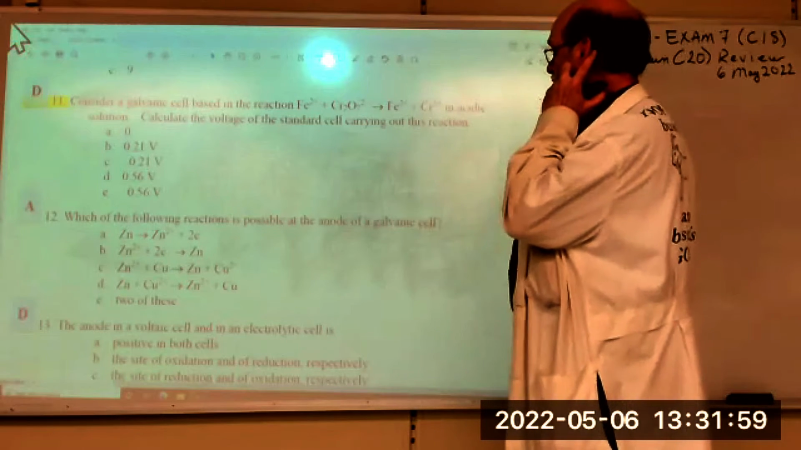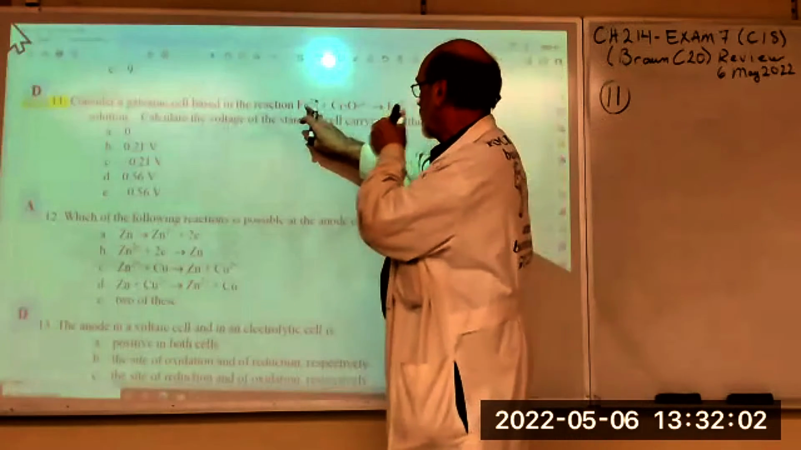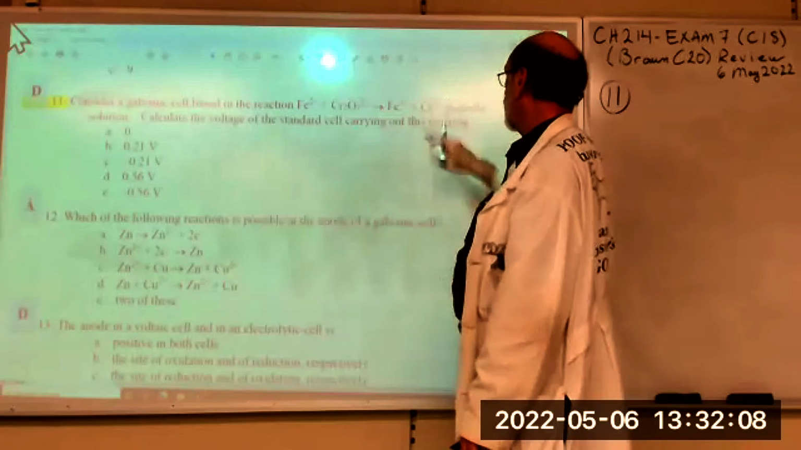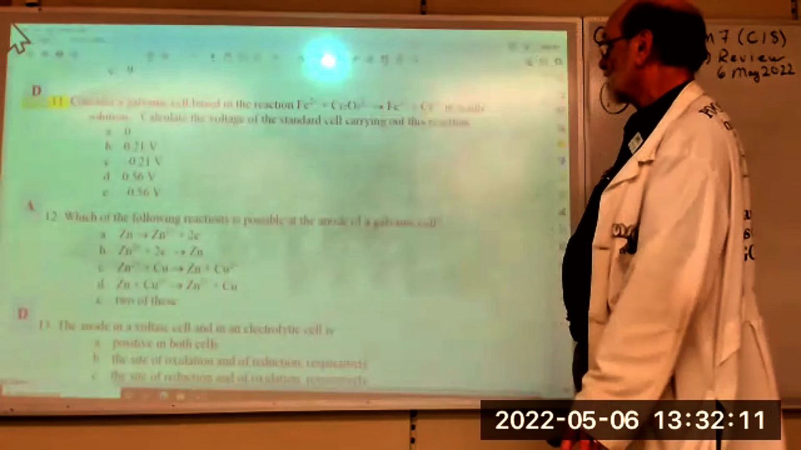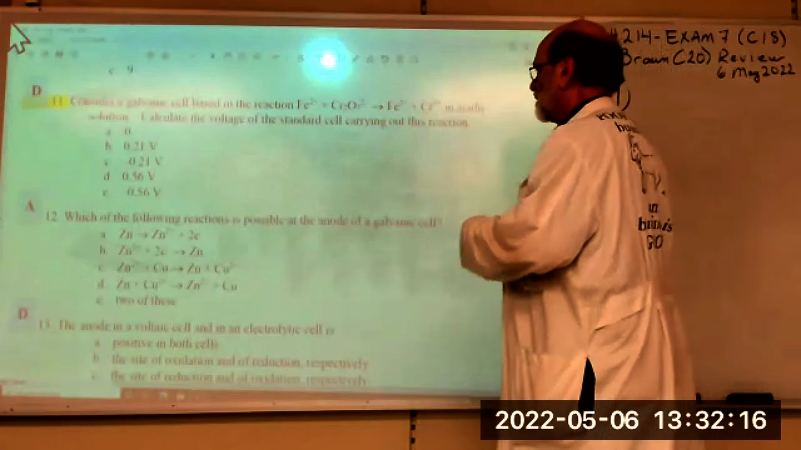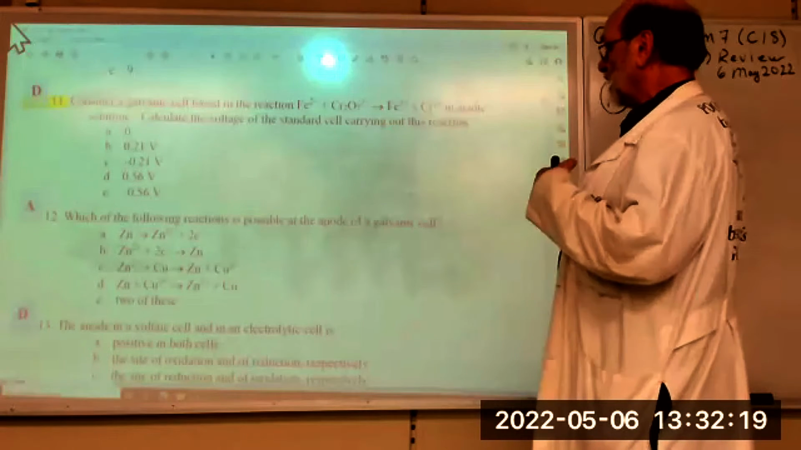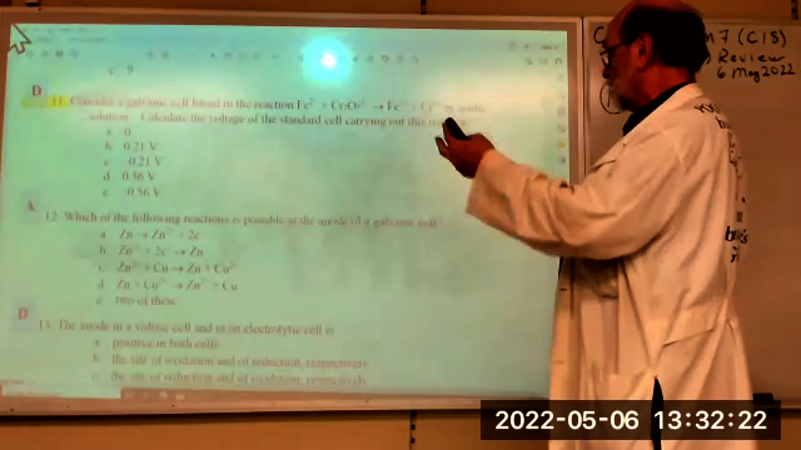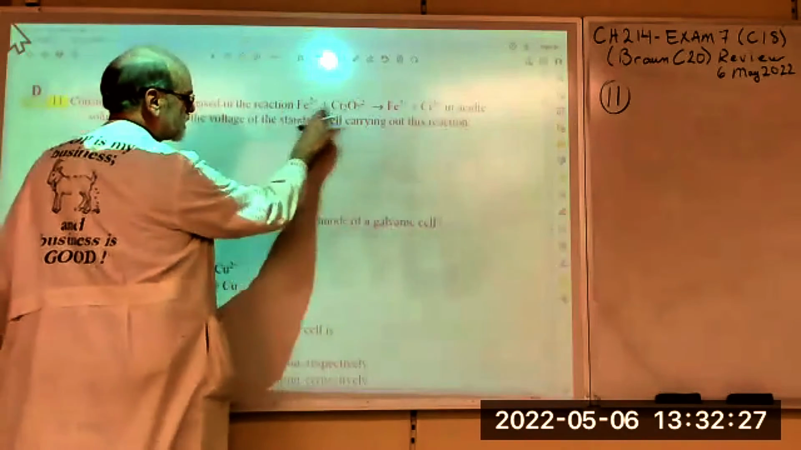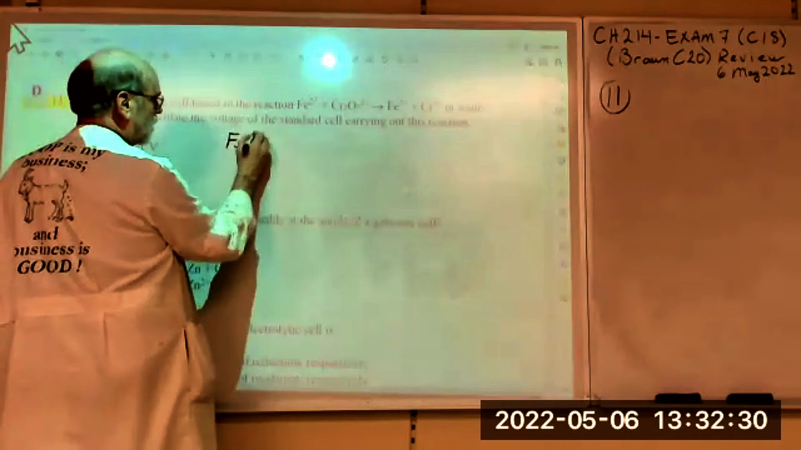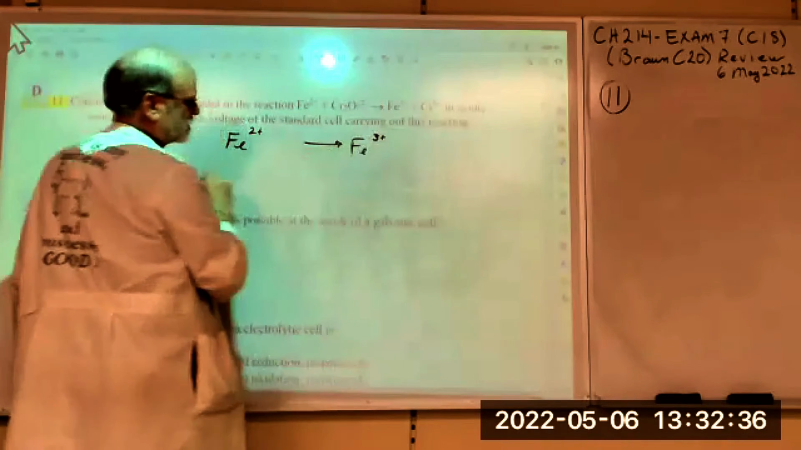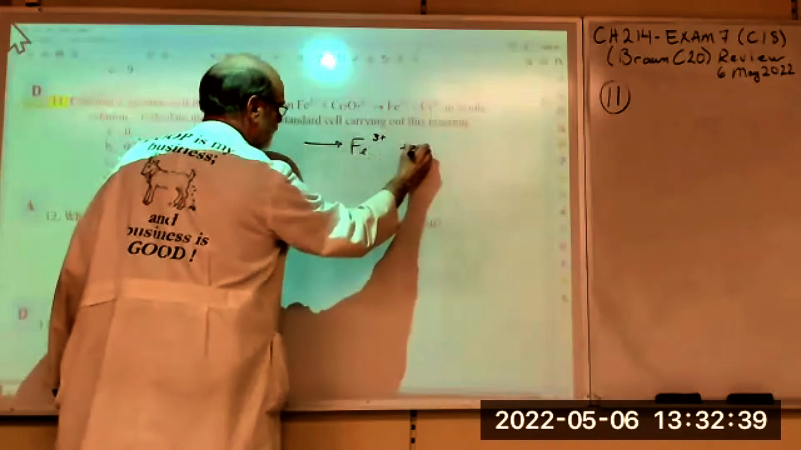Consider a galvanic cell based on the reaction Fe2+, dichromate, Fe3+, and the chromium 3+ in acidic solution. What's the voltage of the standard cell carrying out this reaction? Okay. In order to do the voltage, we need to know which is which half cell. So we've got one half cell. It's probably going from this iron to that iron. Fe2+ going to Fe3+, which means we have to lose an electron.